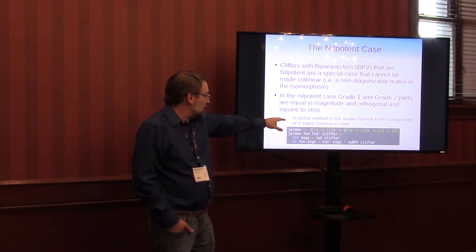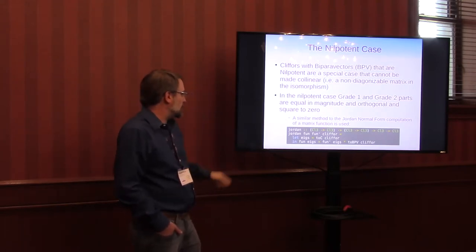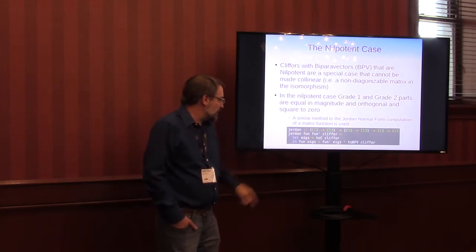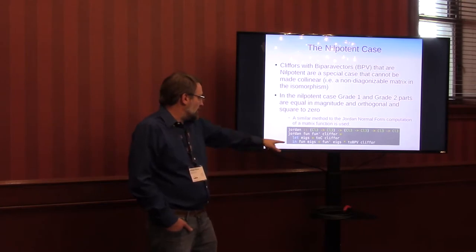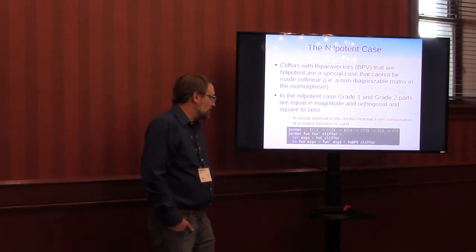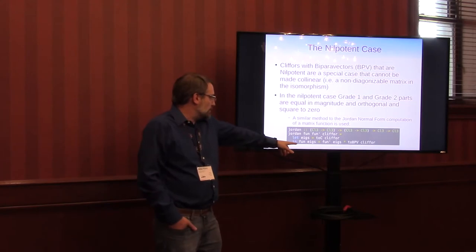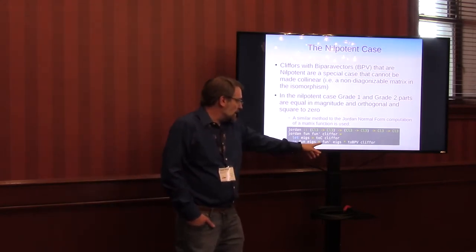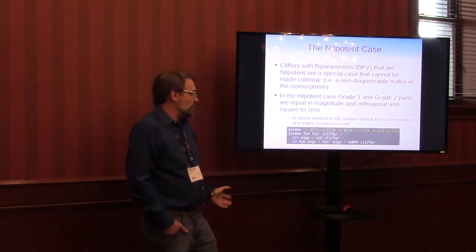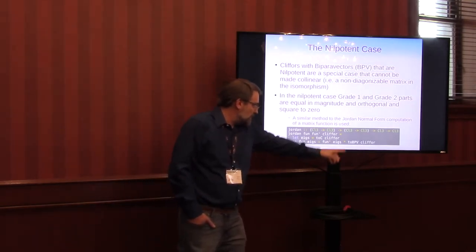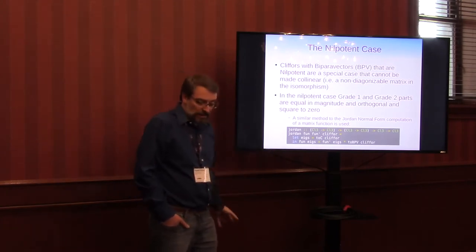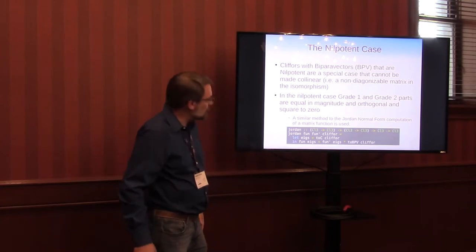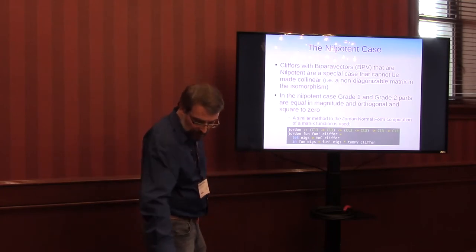And so we use something that's similar to the Jordan normal form calculation. It requires a function and the derivative of the function. And then we know that the eigenvalues are just the scalar part of the Clifford. And we can apply the function to the eigenvalues, and then we add that to the derivative of the function at the eigenvalues multiplied by the biparavector. And so that will give the equivalent calculation of that function.